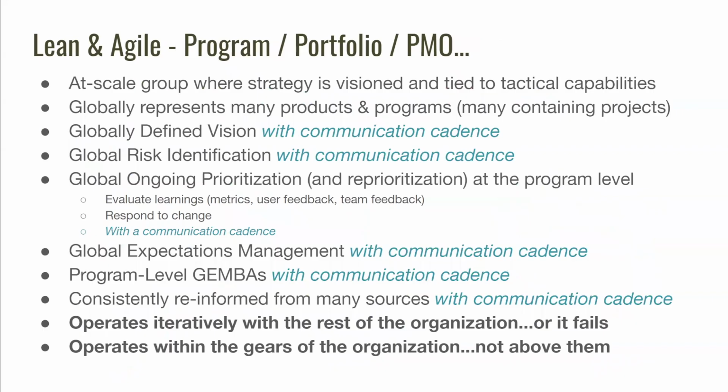So, lean and agile program and portfolio management, or PMO office, or whatever your organization happens to call the strategic arm of looking at all of the things going on. When you're looking at this, this is at scale, an at scale group where strategy is visioned and tied to tactical capabilities. Now, that's pretty much the same as what it is in most organizations today before they start using lean and agile techniques. You're going to see a few differences here, and we've highlighted one of those differences all through this slide. They globally represent many products and programs, many containing projects. So the focus here is on products.